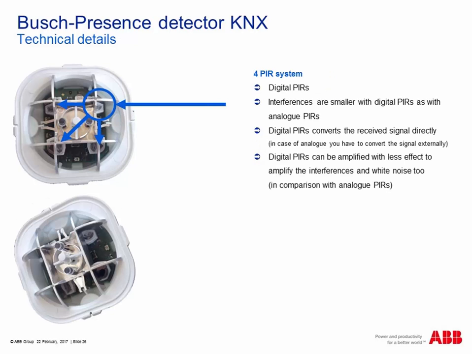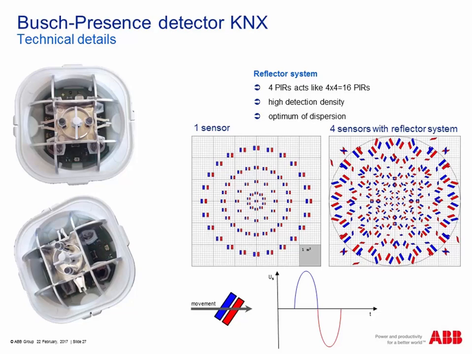For the internal arrangement, let's have a closer look at the 4 PIR system. Here we have digital PIRs. This is more beneficial in comparison to analog PIRs, because analog ones are not that accurate, and interferences can have negative effects. This is why we have digital PIRs here, which are more accurate. You can amplify the signal a little bit better without amplifying interferences and white noise. In comparison to other presence detectors, this is a very big USP, a real benefit. The reflector system, of course, is only an example.